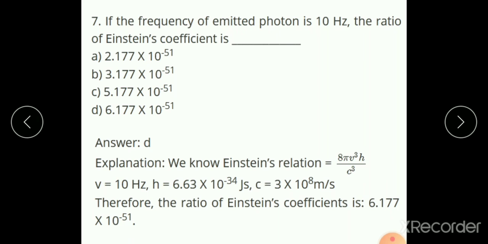From the Einstein's relation, we know that A21 divided by B21 is equal to 8 pi h nu cube divided by c cube. You just substitute nu is equal to 10 hertz, and we know the value of h is equal to 6.63 into 10 raised to minus 34 joule second, and also c, which is nothing but the speed of light, is equal to 3 into 10 raised to 8 meter per second, and therefore the ratio of Einstein coefficients is 6.177 into 10 raised to minus 51.